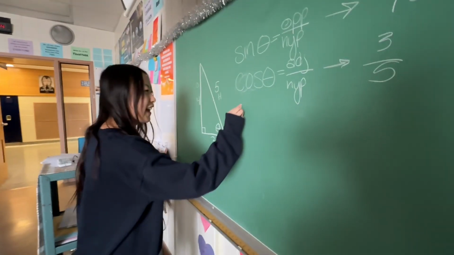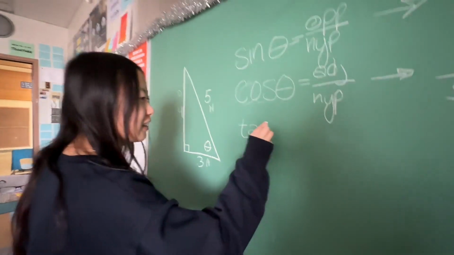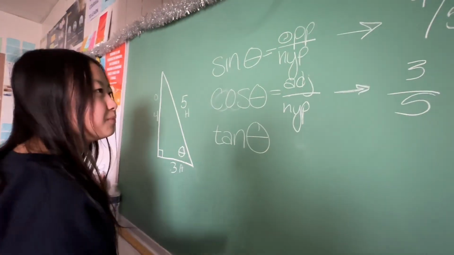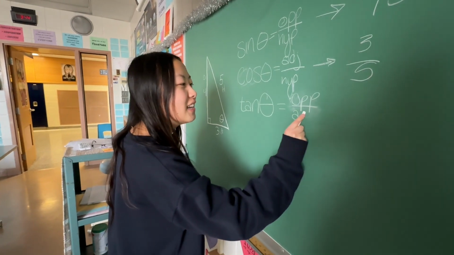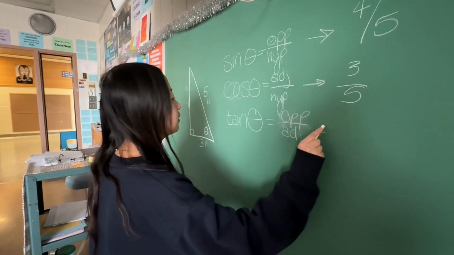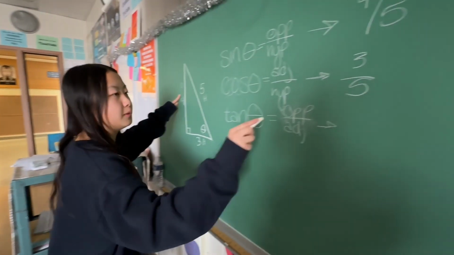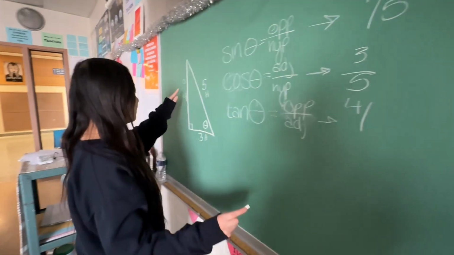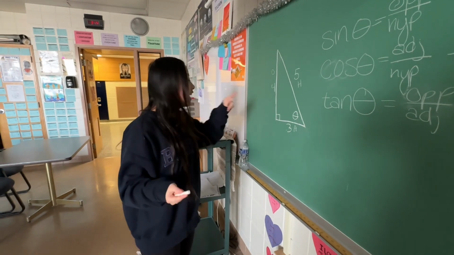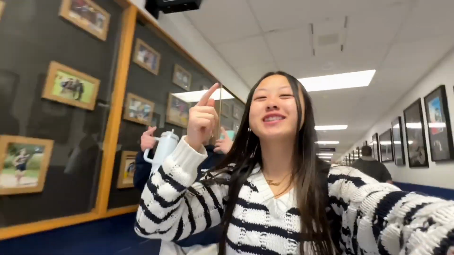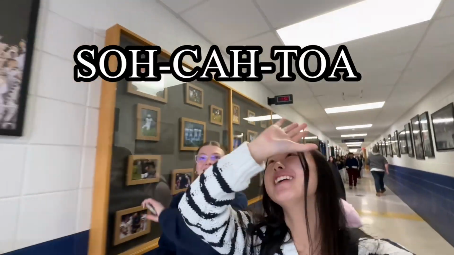You're doing so great! Next, we're going to do tangent. Tangent is opposite over adjacent, which would be, our opposite would be 4, and then our adjacent would be 3. Now, all we have left to do is find the angle. And don't forget that SOHCAHTOA is a shortcut right here.